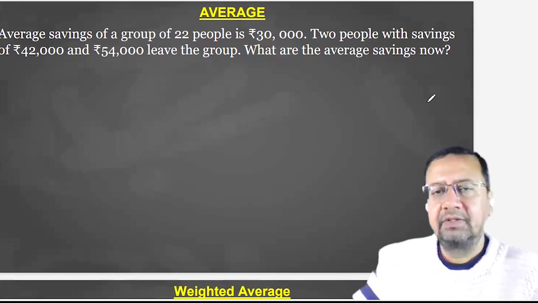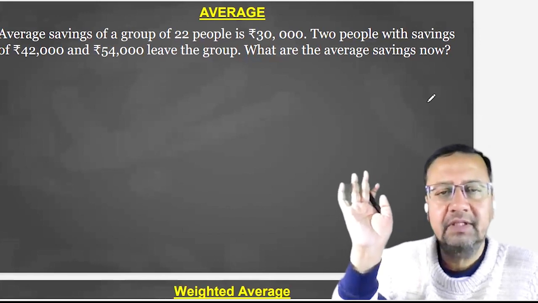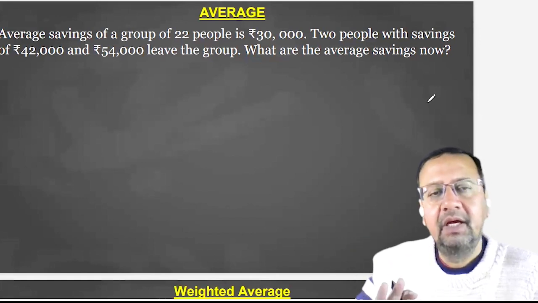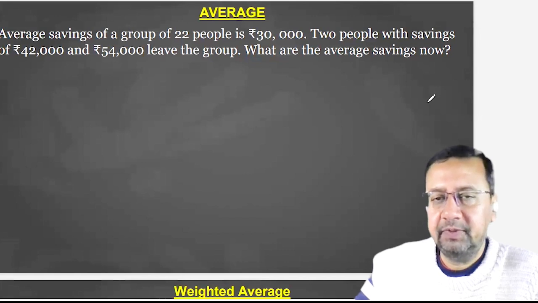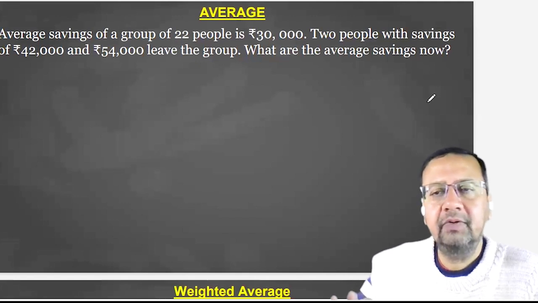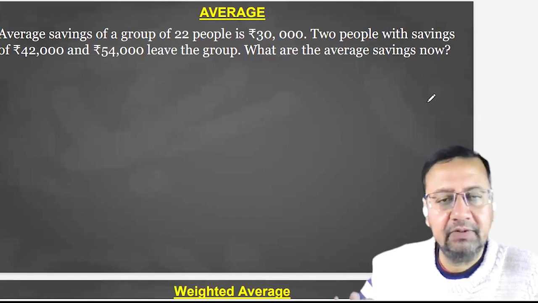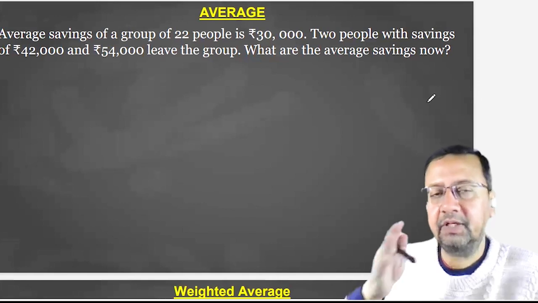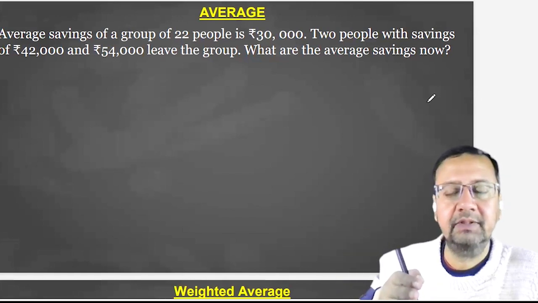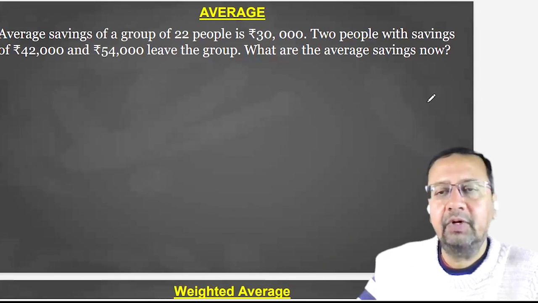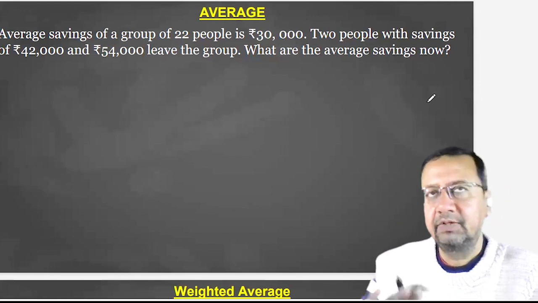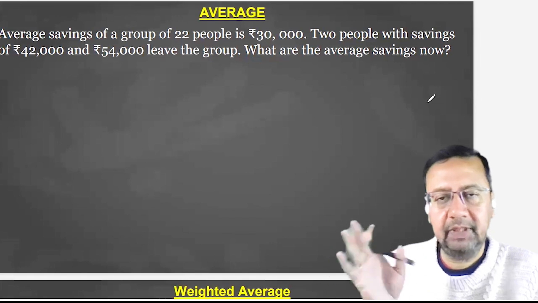Then 30,000 minus 1,800, that is 28,200. Yes. So see, this is average saving, right? Tell me if anybody is having some confusion. Average saving of a group of 22 people is rupees 30,000. This is the initial information. Two people with savings of rupees 42,000 and 54,000 leave the group, right? In the previous one, persons were coming in the group, and in this, persons are going out of the group. What is the average saving now, for the remaining persons in the group? So 22 initially, two are going out, remaining persons 20.